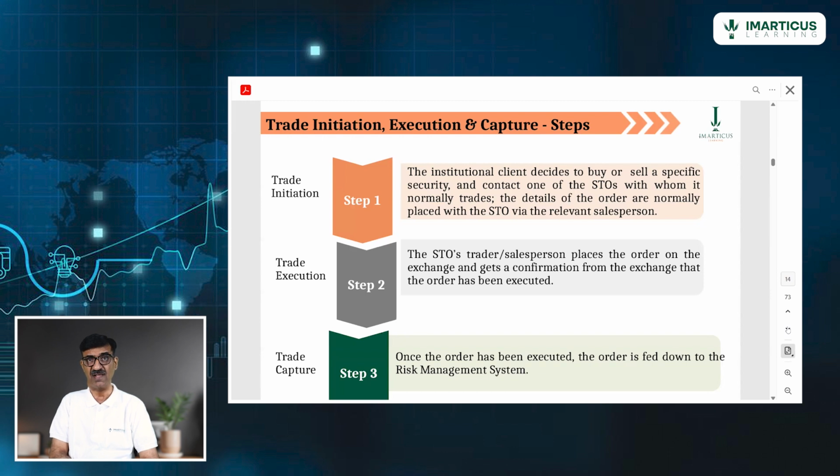So what are the three steps you learn in front office? Client says yes, trade initiation. Operations staff punches the order, trade execution. STO checks the order on the RMS, risk management system, trade capture. Initiation, execution, capture. IEC: initiation, execution, capture.